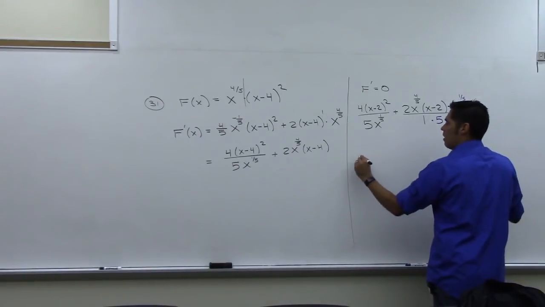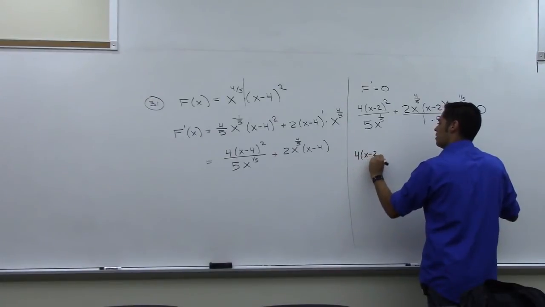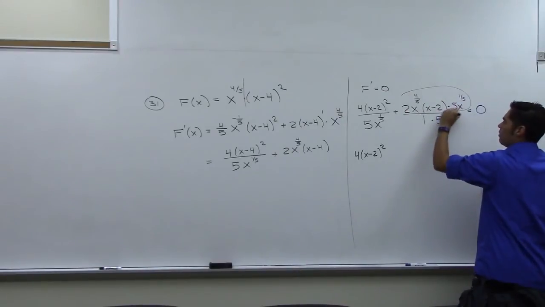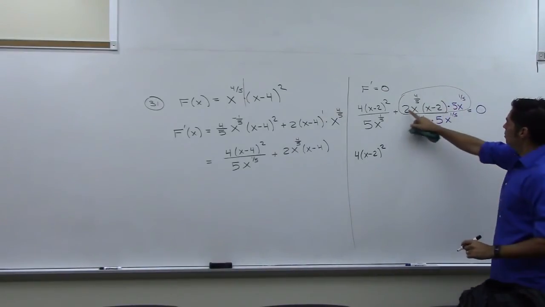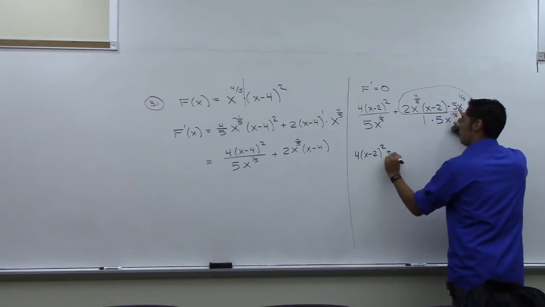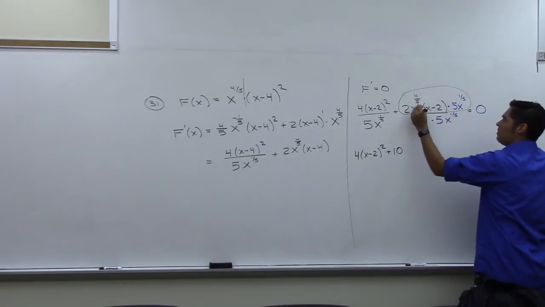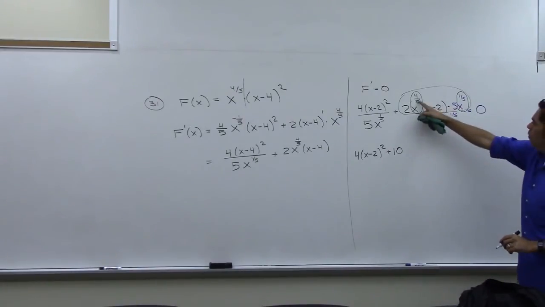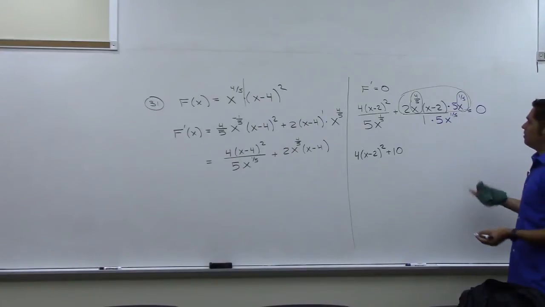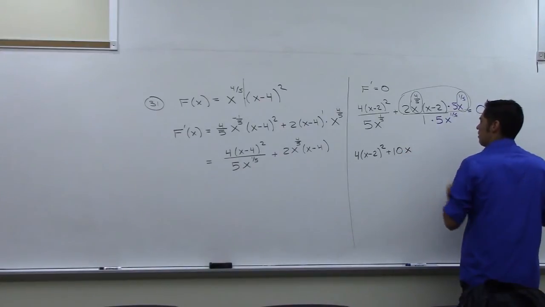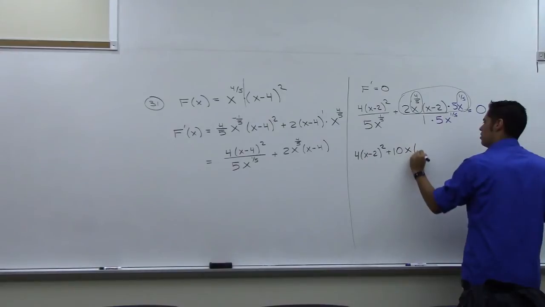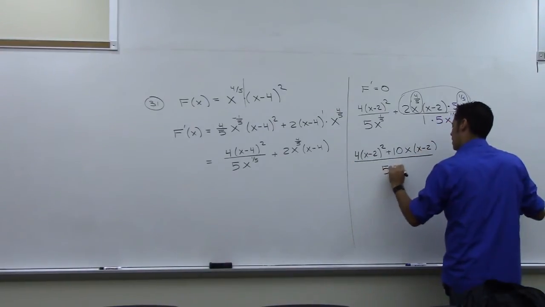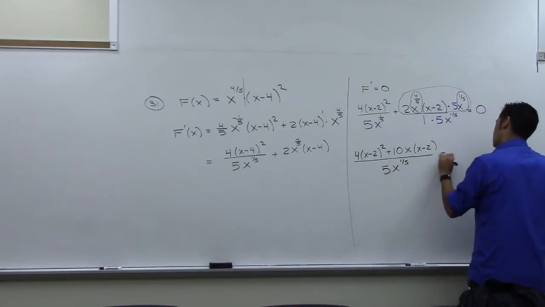So what will happen is I'll have the 4x minus 2 squared, that's this, plus this new numerator with all that together. So watch. 2 times 5, that gives me 10. So I'm going to go plus 10 x to the 4/5 times x to the 1/5. You add the exponents. 4/5 plus 1/5 is 5/5. That's a 1. So I just get x to the first power. Then I still have the x minus 2. Then all over my common denominator, which is 5x to the 1/5. That needs to be equal to 0.